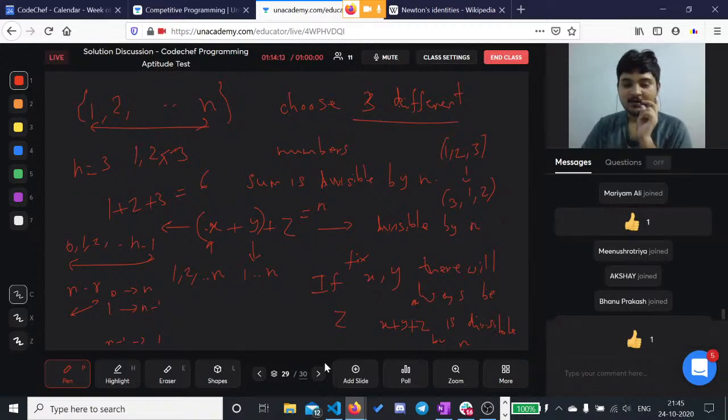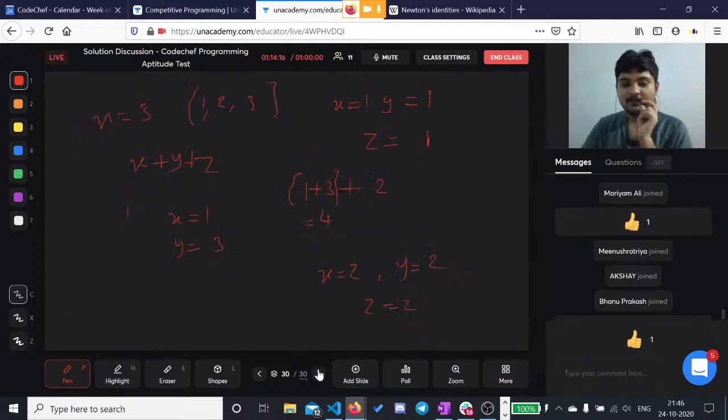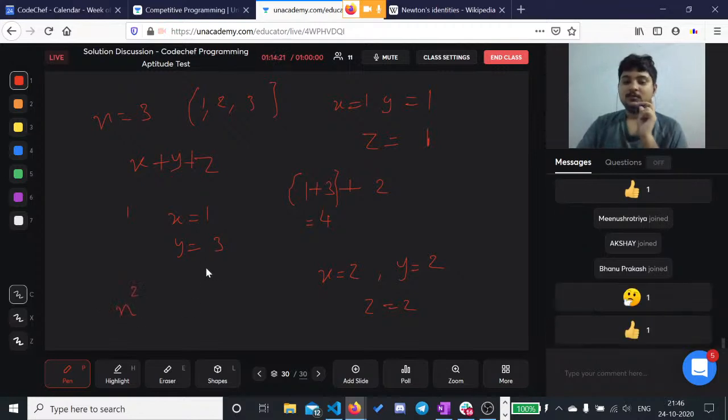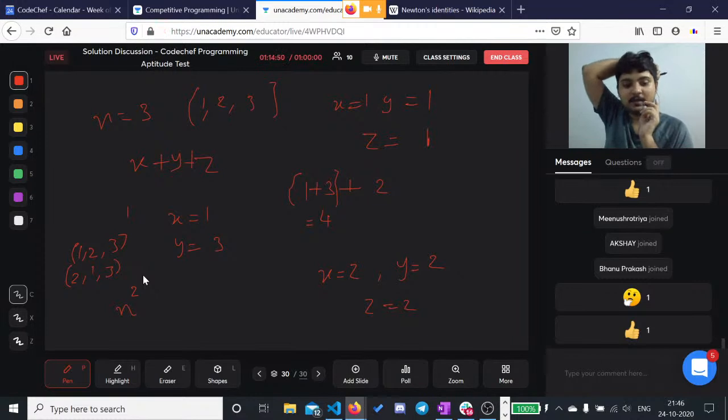Cool. Okay, so I am free to choose x and y, so there are n squared possibilities. I have got n squared triplets whose sum is divisible by n, right? But the problem is some of them are repeating, and I have counted triplets like 1 2 3 and 2 1 3 twice, which I have to fix, but I'll get to fixing that a bit later. But I have n squared triplets at least whose sum is divisible by n.